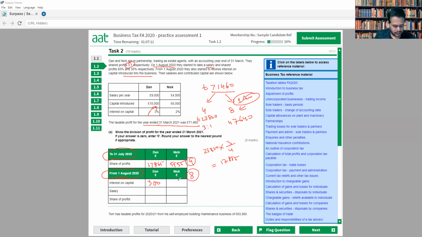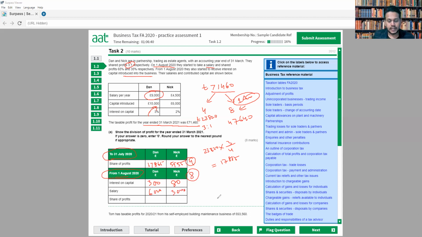Then NIC have the same thing. So let's have a look. 6,000 times 2% divided by 12 times by 8, and this gives me 80. Then you have a salary, same way. The salary is 9,000 per year. So we have to take for 8 months only. So 9,000 divided by 12 times by 8 is 6,000. So 6,000 is the salary for Dan, and the same way 3,000 for the NIC.